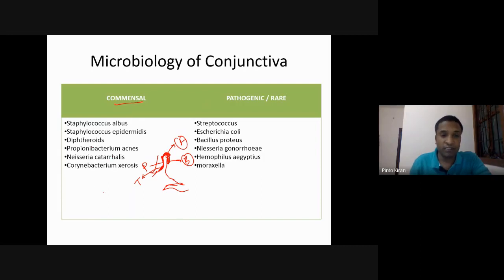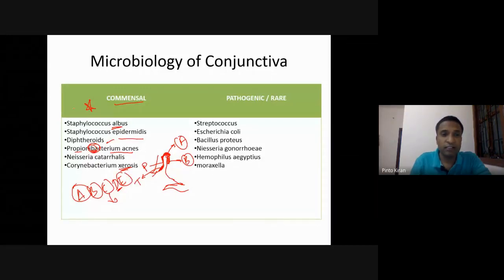And what are the commensals? You should know these things. This is a very important topic. How I remember like this: A, B, C, D, E. To begin with, Staphylococcus albus, A for albus. B, I remember like this, it's Propionibacterium acnes. Then for the C, there are two microorganisms: one is Corynebacterium xerosis, then you have Neisseria catarrhalis. Then for the D, you have diphtheroids. For the E, you have epidermidis.